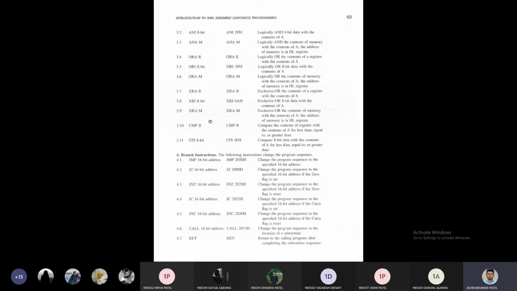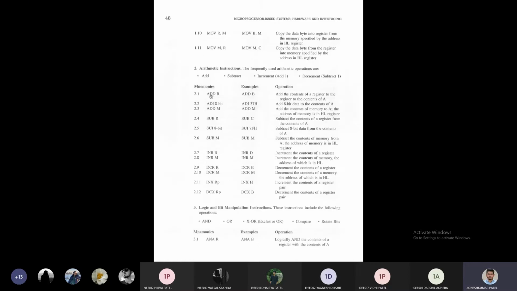8085 cannot perform operations other than those listed over here. For example, here there is no instruction that can do multiplication. That means you cannot perform multiplication in 8085. These are all the operations that can be performed on 8085, and all the assembly instructions are given for those operations.